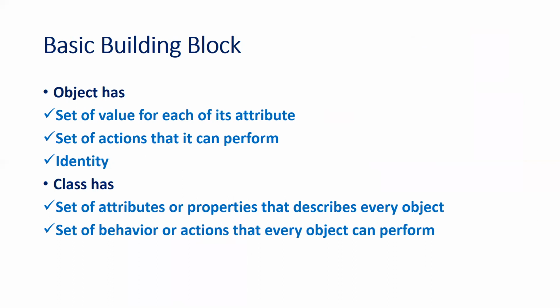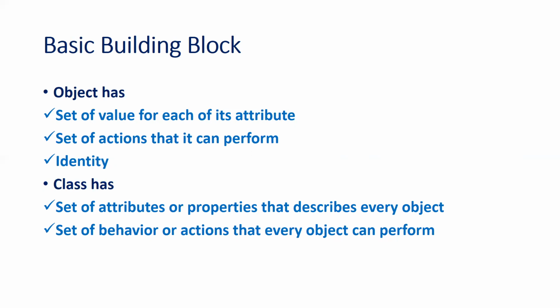So an object has a set of values for each of its attributes. We will see in the next example that every object has some attributes. Also, a set of actions that it can perform. Actions can be called a method or a behavior. Also, every object has an identity. So using this identity, an object can be called.